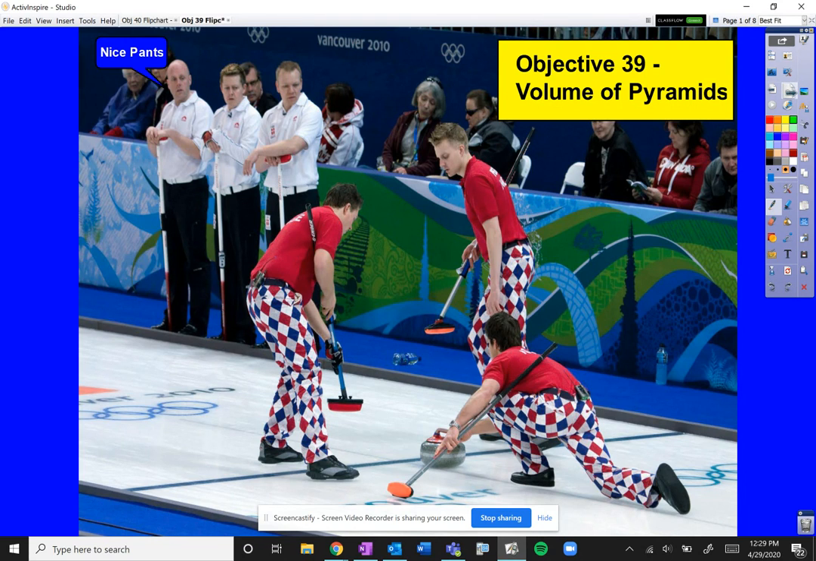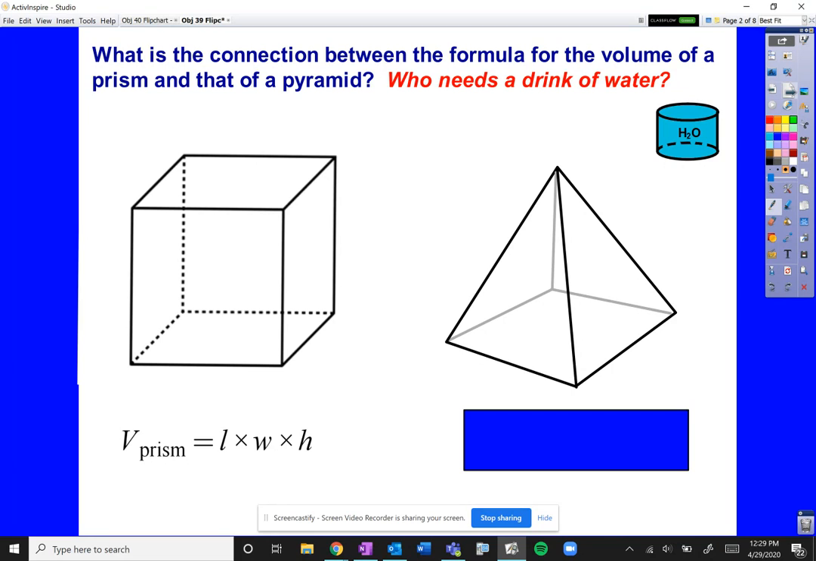All right. So, the first thing we want to talk about is we always want to build on something that we already know. So, we should feel pretty confident that the volume of a rectangular prism is we take the length times the width times the height.